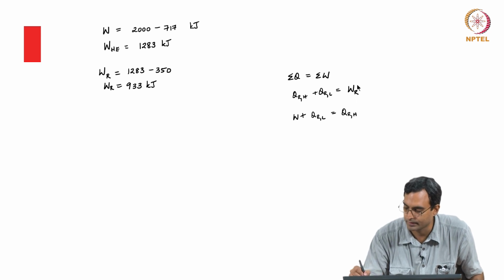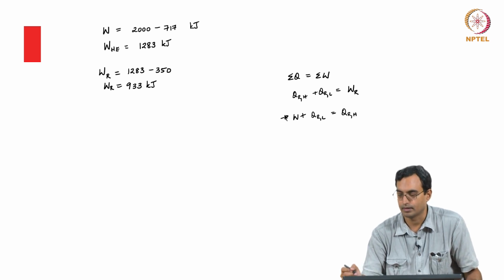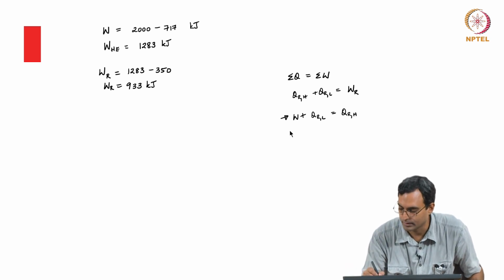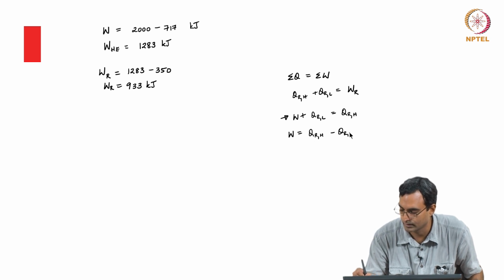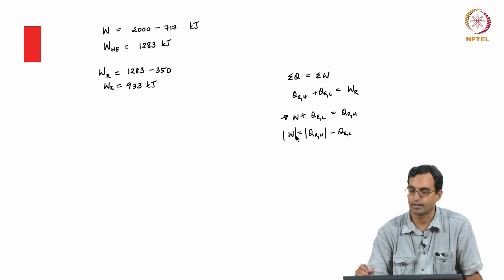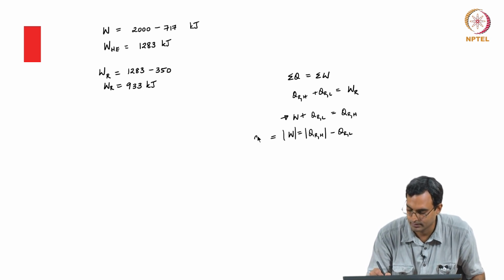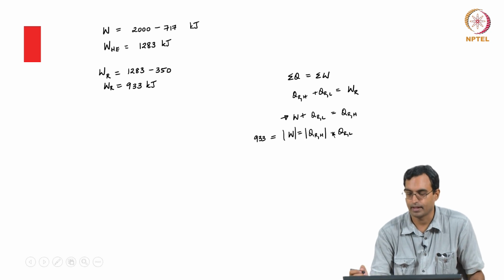This requires the correct sign convention. Here sign convention has already been taken into account. So, this is essentially what I see, or essentially W is QRH minus QRL. This is anyway positive, I do not need this. I can put the mod signs just to remind me that I have taken all the signs into account already. So, the difference in this is essentially 933 kilojoules. That is one thing I have.